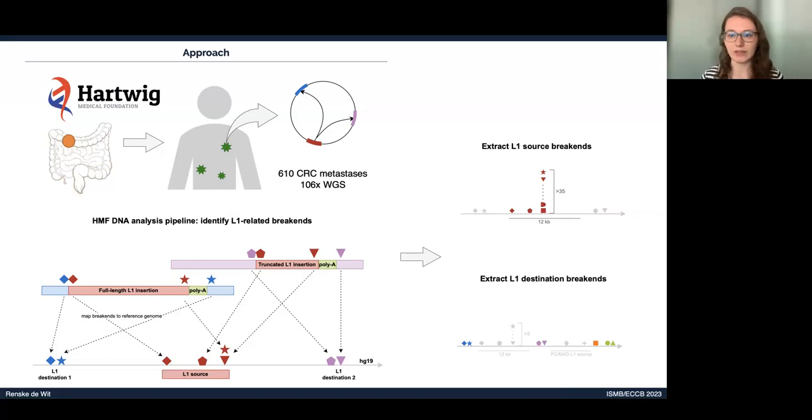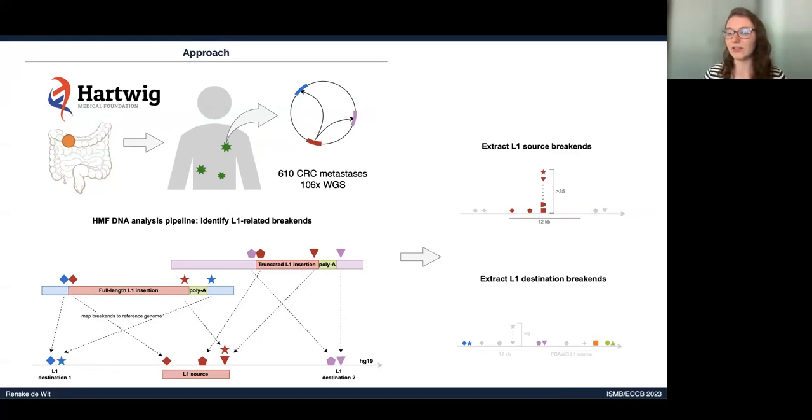And in principle, in our dataset, each retrotransposition event was represented by maximally 4 break ends. 2 of those were located in the reference genome at the place of the insertion, whereas the other 2 corresponded to the location of the LINE-1 source that produced the retrotransposition. And this is also how we distinguished source locations from destination locations in our dataset.